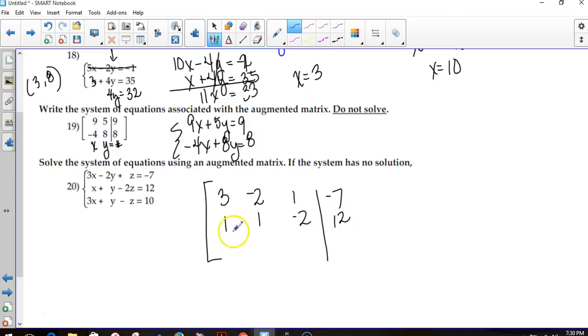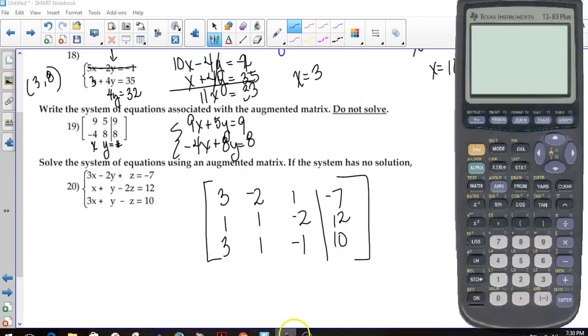There is a way to do it by hand using row operations. It is a lot of work and takes up a lot of space. Once you have an augmented matrix, though, it's very easy to get into your calculator. Turn on your calculator.